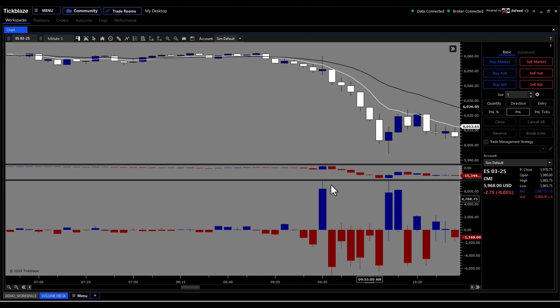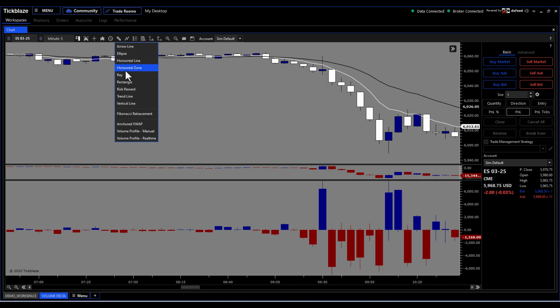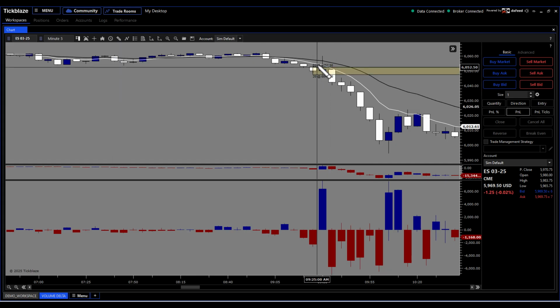So if we go back and take a look at these candles, we can see that this bar right here had the highest body of delta. And this candle right here had the lowest body of delta. So what I'm going to do is take my cursor and identify those bars. This candle right here was this candle right here. So I'm going to draw a zone around that bar, and I'm going to create delta zones. Let's grab a horizontal zone, and I'm going to create a zone around that bar.